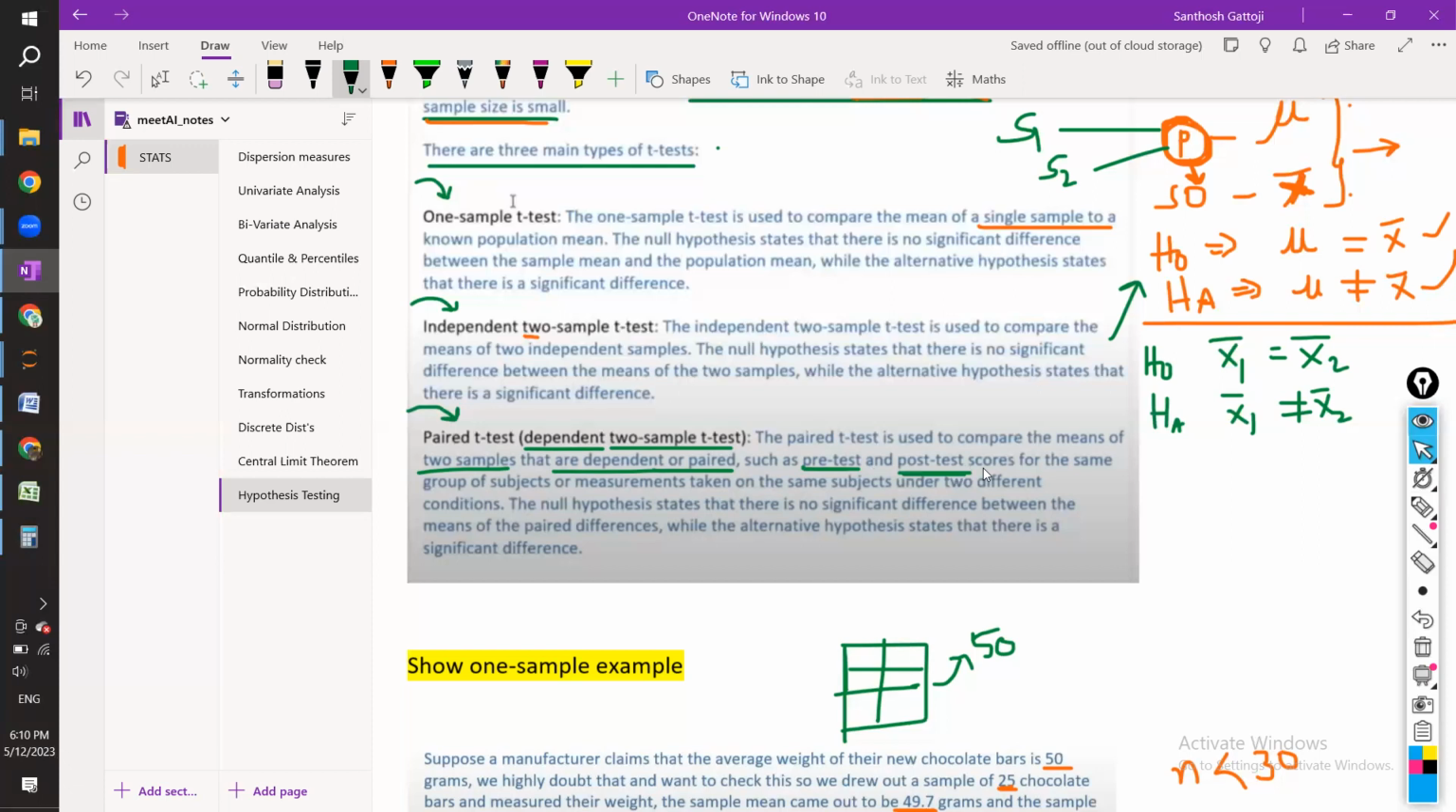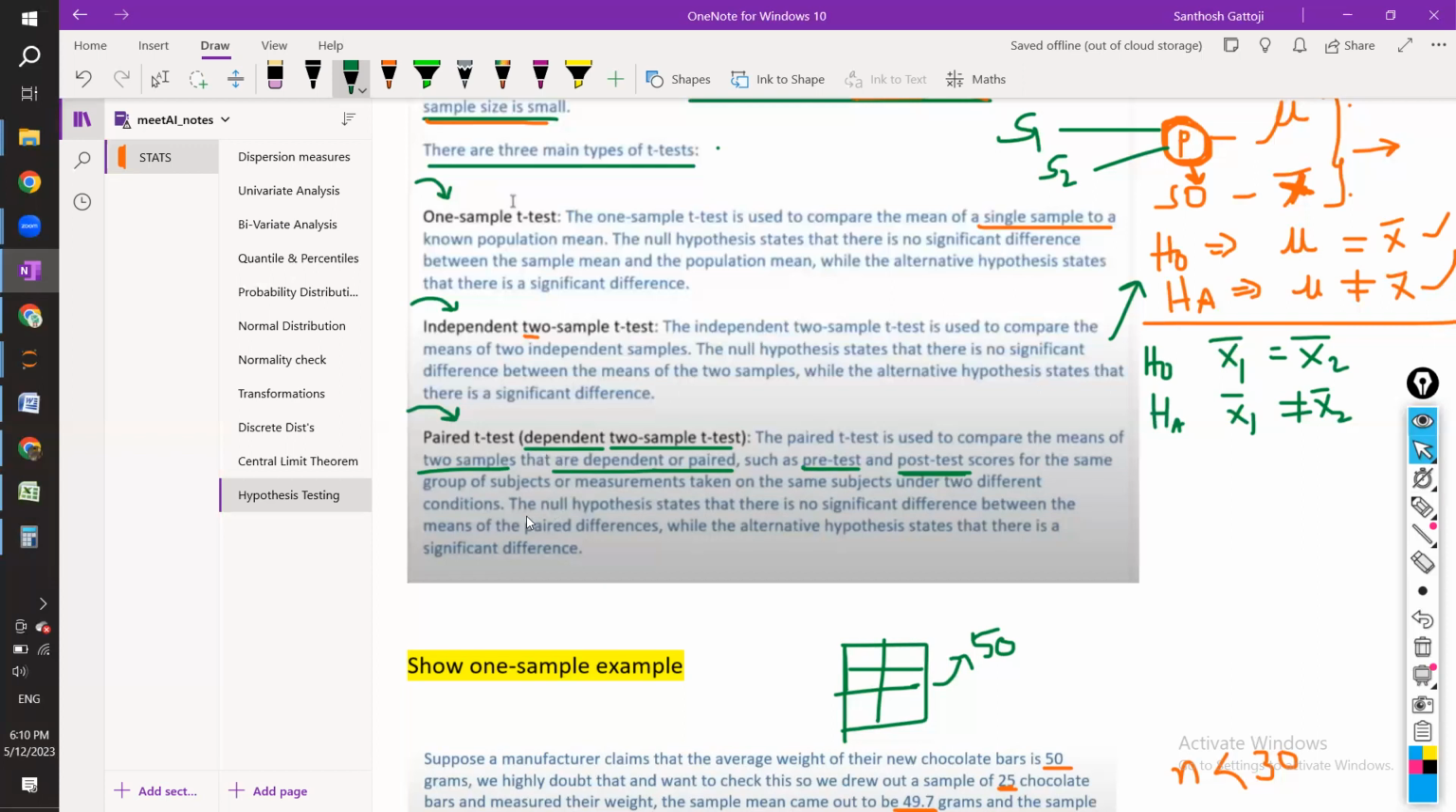If you have those scores for the same group of subjects, or measurements taken on the same subjects under two different conditions, that means before eating and after eating, before lunch and after lunch, the same measurements, then in those scenarios you need to go for the paired two sample t-test, that is the paired t-test.